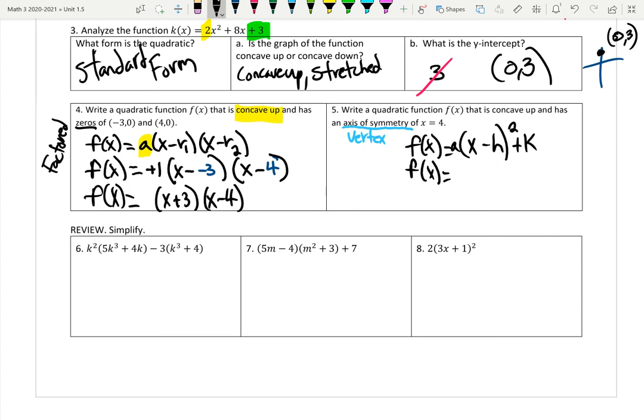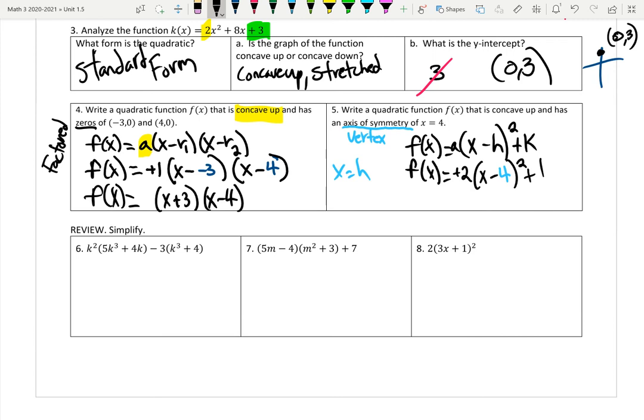So it says it's concave up. I'm going to make it a +2 this time. It has an x equals 4. Now, since this is an axis of symmetry, what it's essentially saying is x is equal to h. So I know that h is going to be 4. Now, it does not give me a k value, so I'm able to generate it at will. I'm going to make it easy. I'm going to say +1.